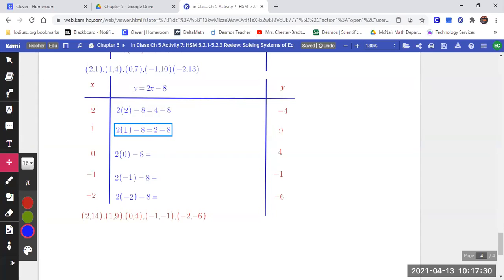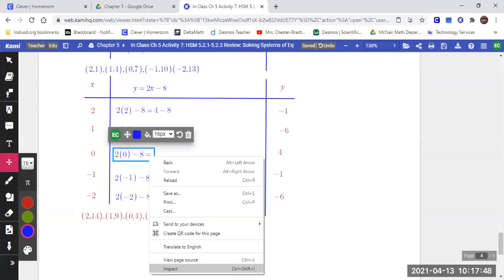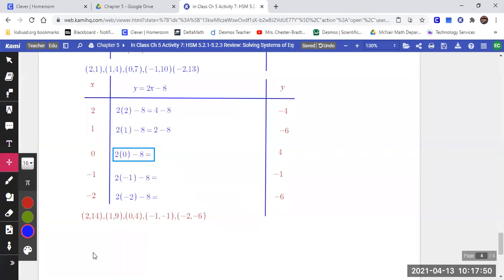What's the work for our next one going to say? Two take away 8. Okay. If I take 2 away from 8, what am I going to get? And what's the sign going to be? -6. Okay. How about the next one? What are we going to say? Someone other than Mercedes, help out. Nice work, Mercedes.